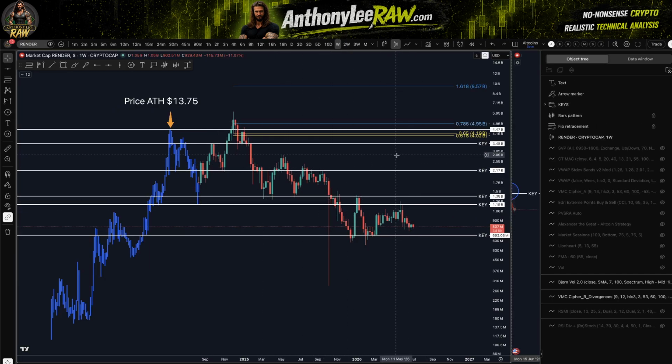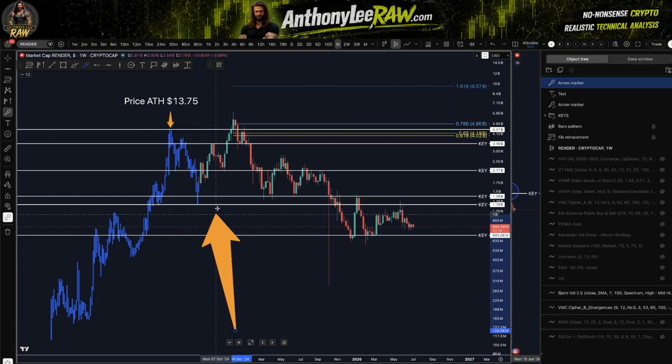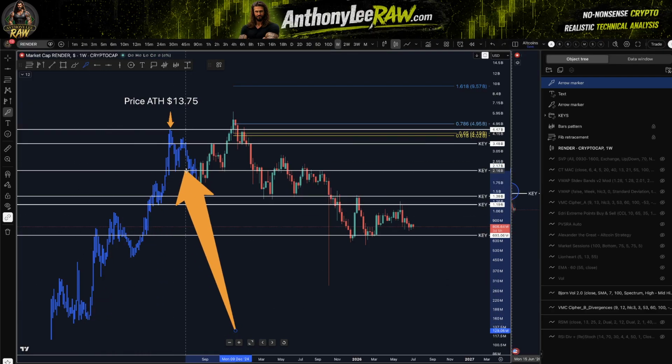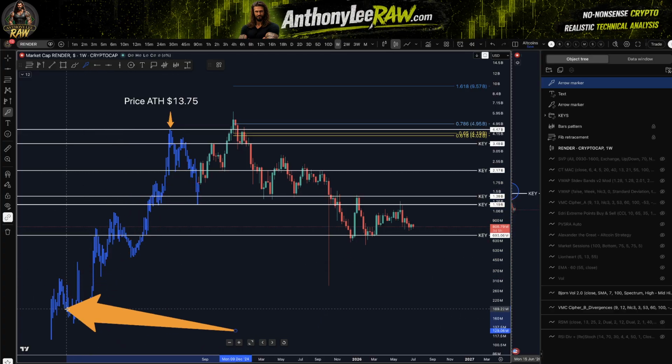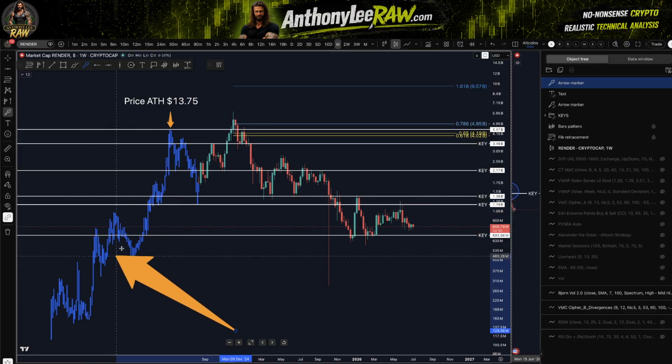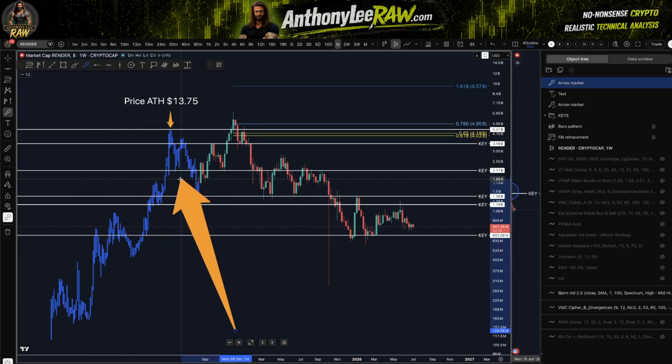You can throw a fib on your market cap. And if you see the blue bars over here, TradingView does not have the full market cap history of Render for some reason. So I went and copied this market cap from CoinMarketCap and I dragged it over here. And this is correct. I'm not going to show you the process. Go verify it if you don't believe me. But this is correct.